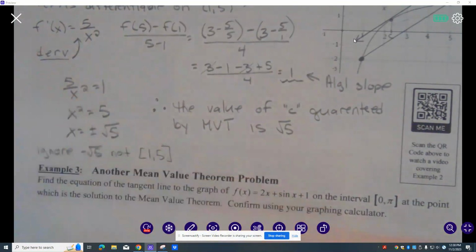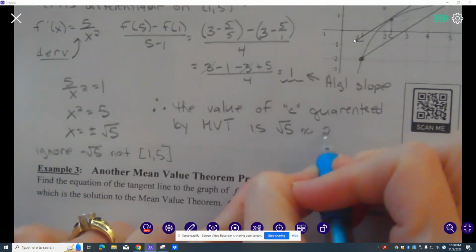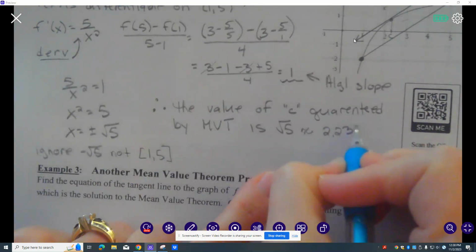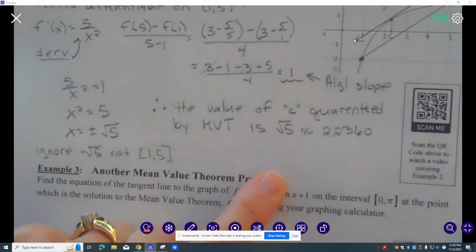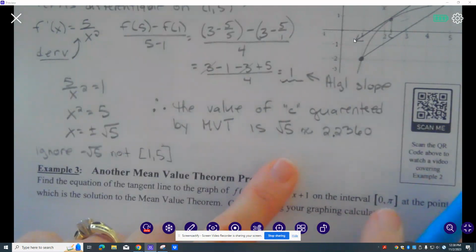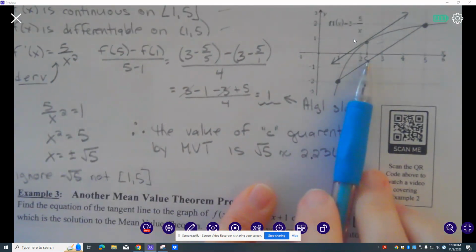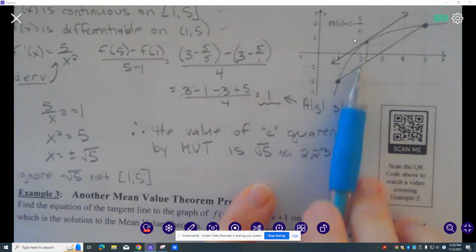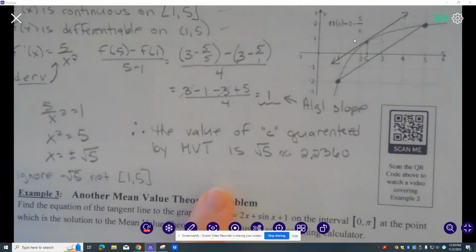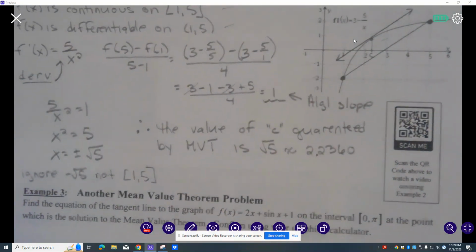Okay, if you put square root of 5 in your calculator, you get approximately 2.2360, blah, blah, blah. And if you go back to what we sketched here, we said our C was a little more than 2. So our sketch was verified down here. Okay, I think I'm going to put the next 3 examples in the next video.